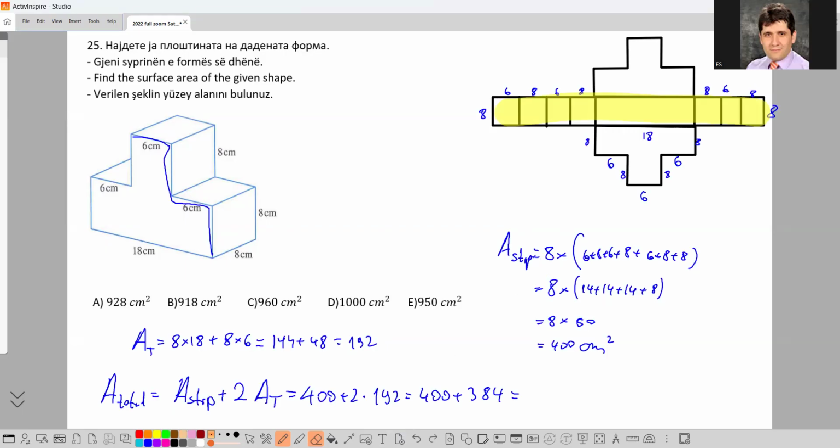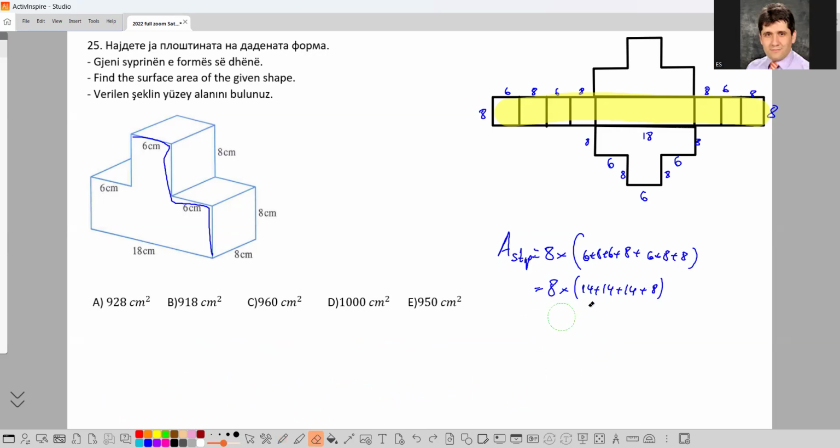We will erase only these parts. There's a calculation mistake. So let's check the information here. So 6, 6, 6, 8, 8, 8, 8, 18. All right, it is correct. Then we have 8 side length, 6, 8. This part is 6, 8, 6, 8, 6. It looks okay.